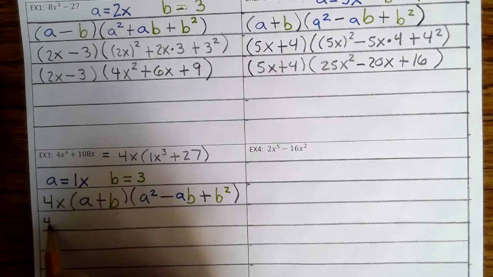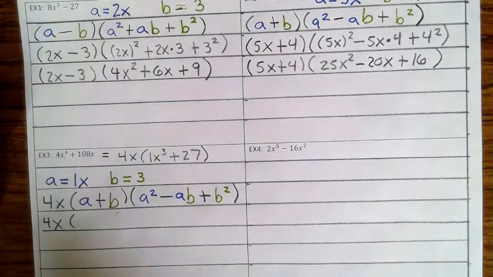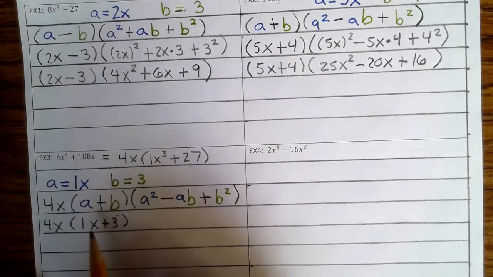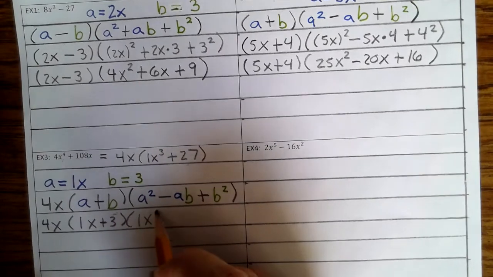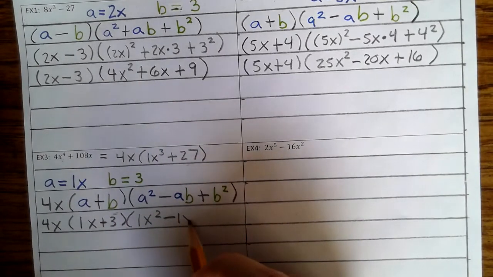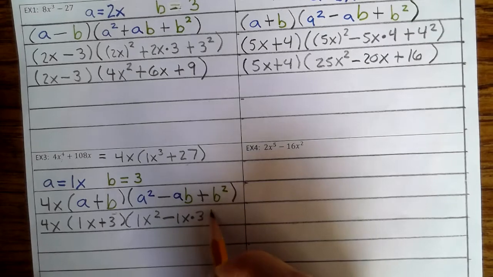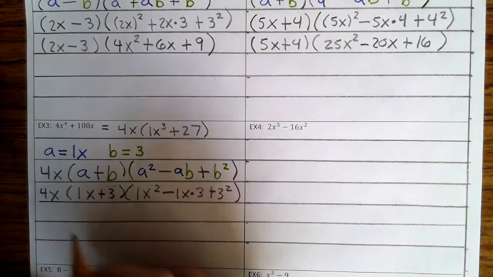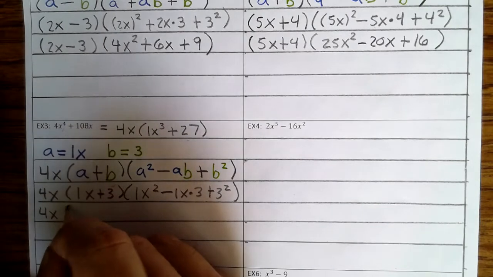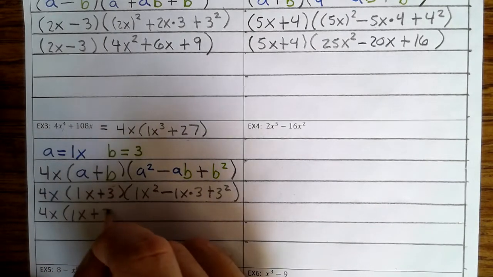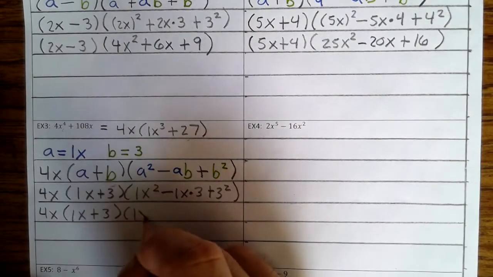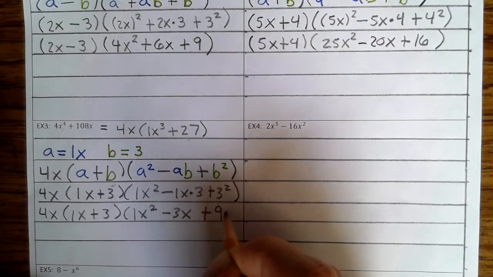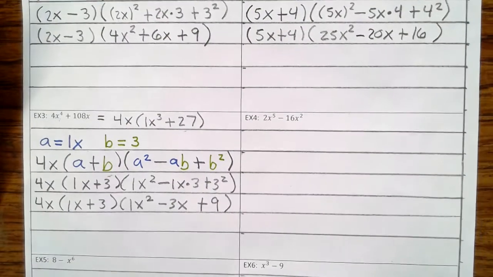Okay, so then we have 4x times, let's fill in the numbers. So A is 1x, so 1x plus 3 times 1x squared minus 1x times 3 plus 3 squared. So then that's 4x times 1x plus 3 times 1x squared minus 3x plus 9. All right, go ahead and finish up example 3.